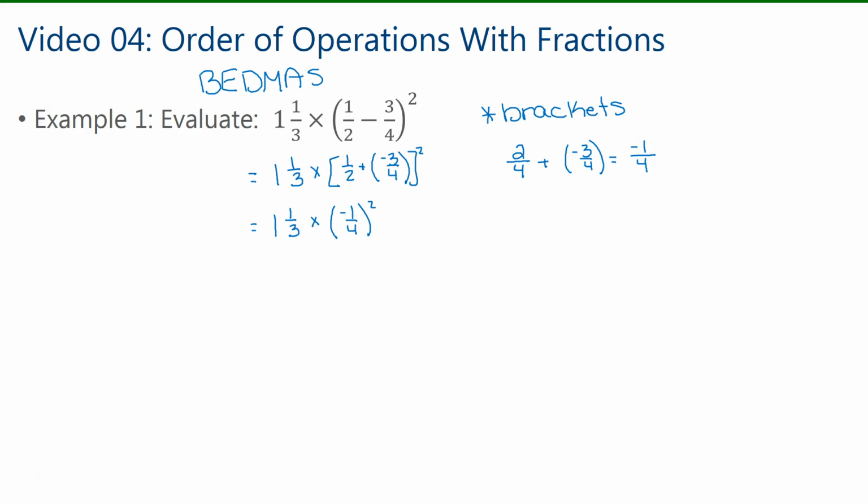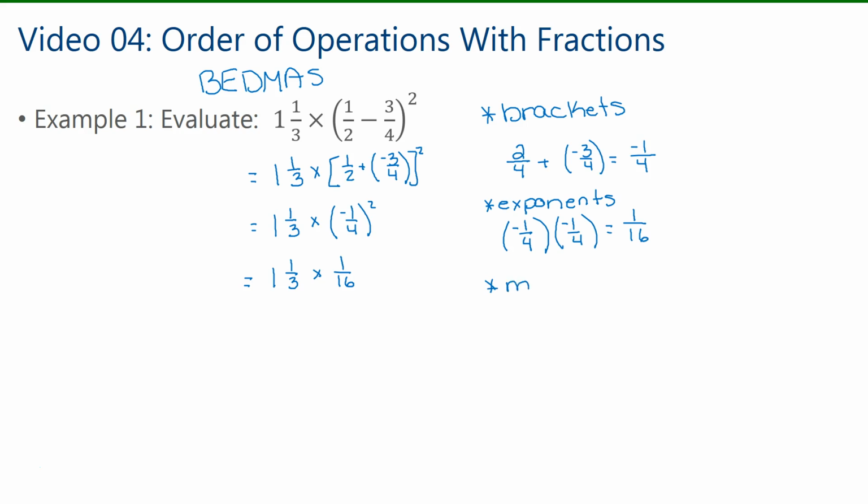Now we can move on to do the exponents. That's what follows next in BEDMAS. So we have to square -1/4. So squaring -1/4 means we times it by itself. -1 over 4 times -1 over 4. And when we multiply fractions, you just multiply the numerators, multiply the denominators. And if I do that here, you see I get a +1 over 16. This becomes 1 1/3 times 1 over 16.